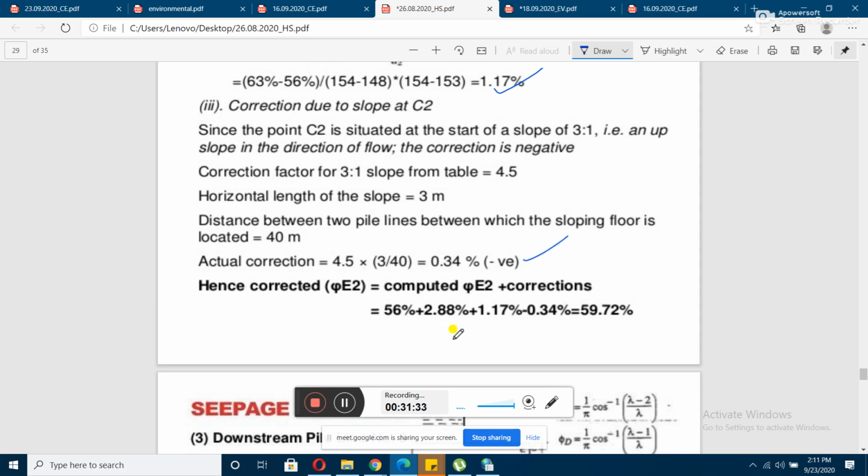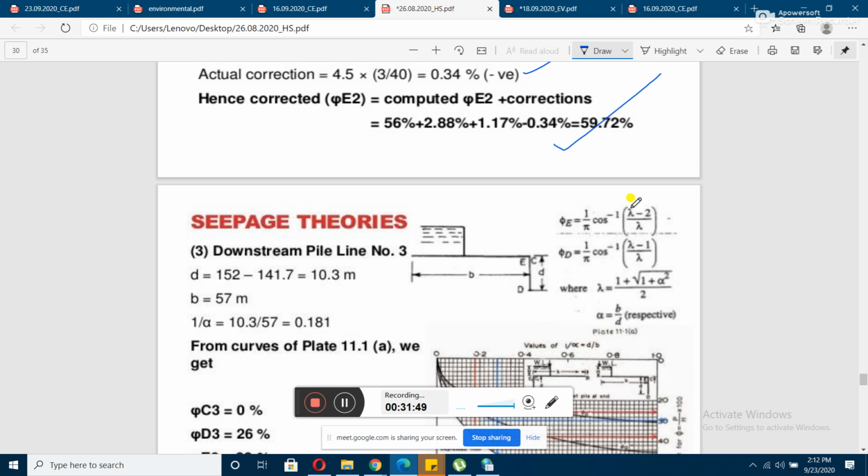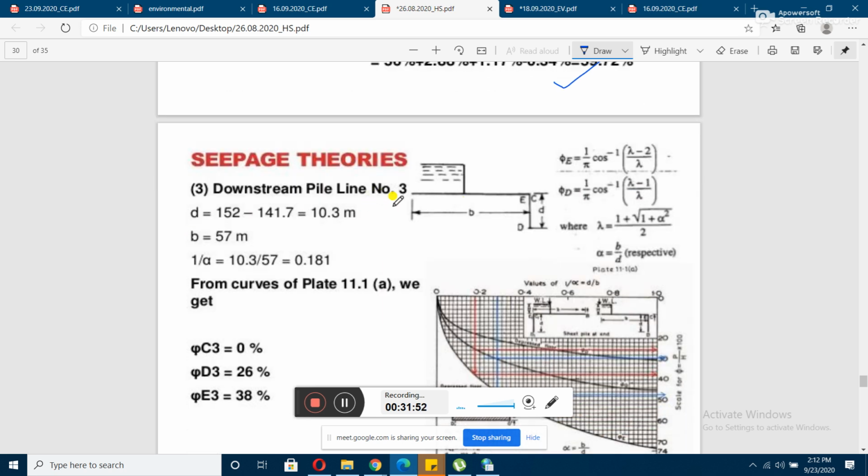So in total, you can see the total computed value comes out to be the original value plus those two corrections, which are positive, but this one is negative. So in turn, it turns out to be 59.72. So your total calculation for your intermediate pile is done. After that, at the end, you need to calculate for the downstream pile also. So for this purpose, we will be considering the depth of the pile. For determining the phi values, we will be considering it from the top fiber, because we are considering it of negligible thickness. Okay, so from the top fiber, you can see that it is 152 minus 141.7.